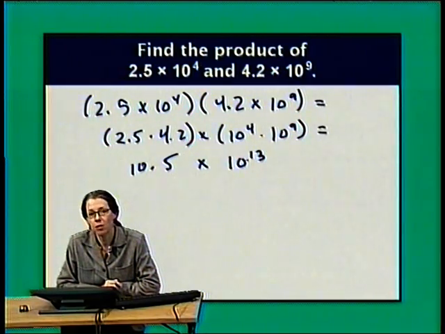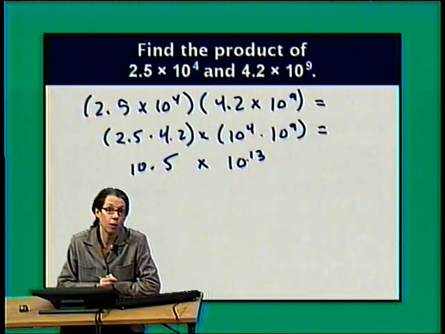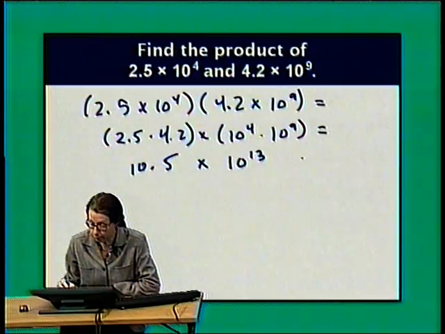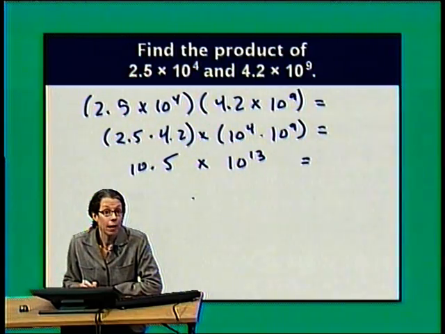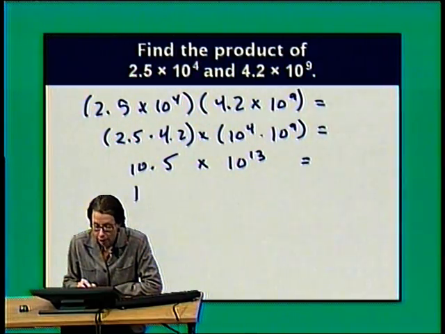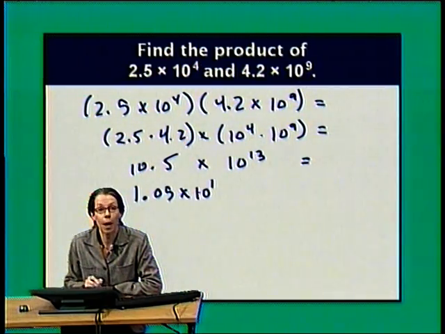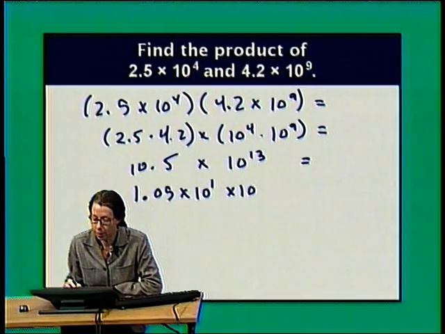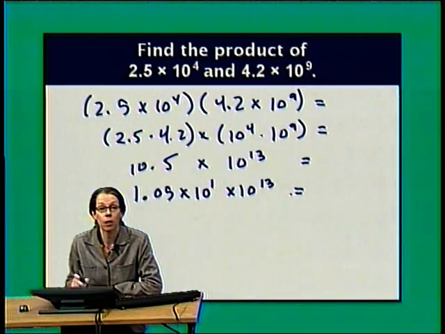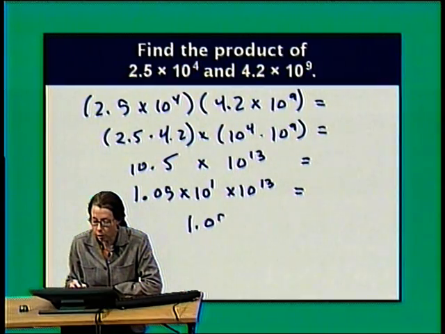Now, my result here isn't given in scientific notation, so I think I want to go just one more step so I can write my result in scientific notation as well. So I can rewrite 10.5 as 1.05 times 10 to the 1st power. Still multiplying that by 10 to the 13th power. So my result in scientific notation is 1.05 times 10 to the 14th power.